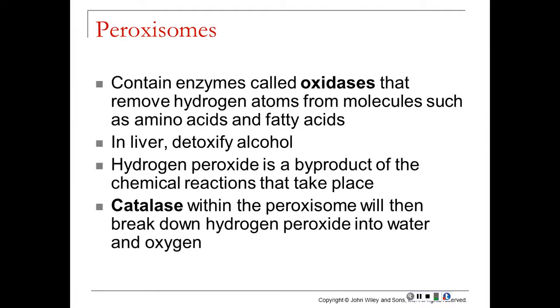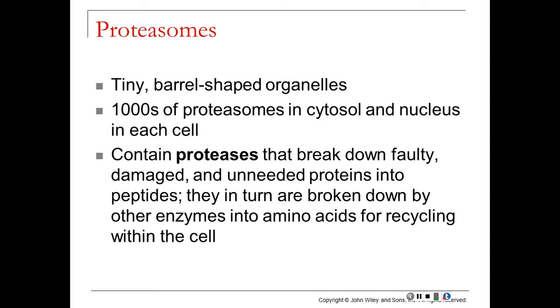Peroxisomes contain special enzymes called oxidases. These enzymes help remove hydrogen atoms from molecules like amino acids and fatty acids. They also help to detoxify alcohol in the liver. Hydrogen peroxide is a byproduct of special chemical reactions, so the catalase within the peroxisome breaks down that hydrogen peroxide into water and oxygen. Hydrogen peroxide itself, as it accumulates inside of our cells from metabolic processes, can be harmful.